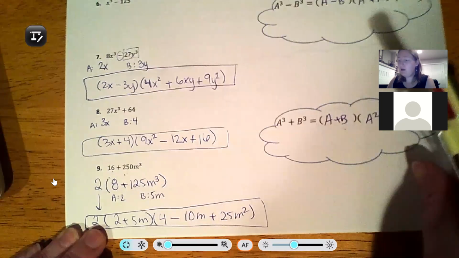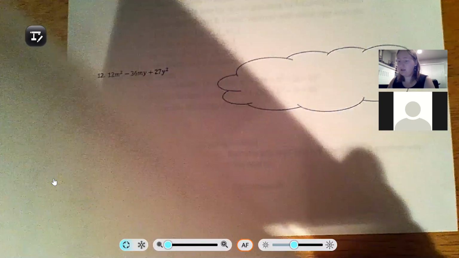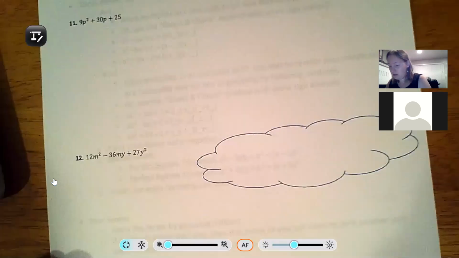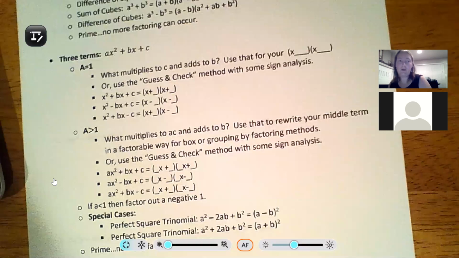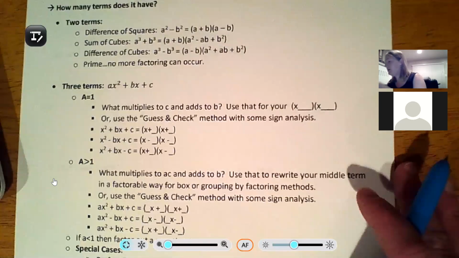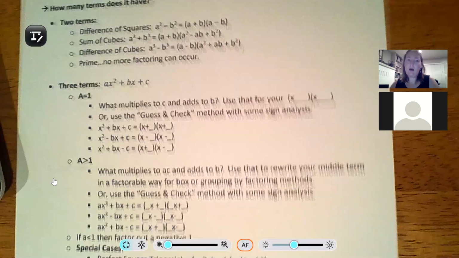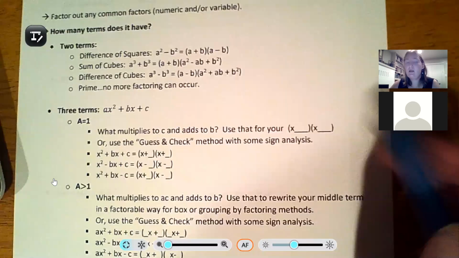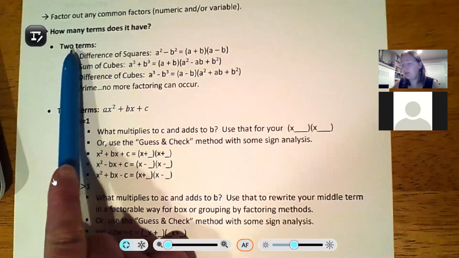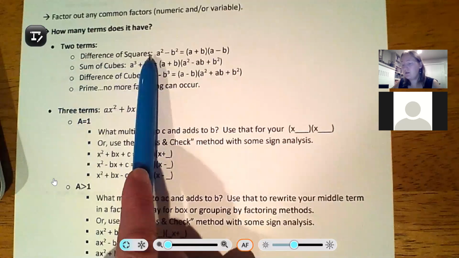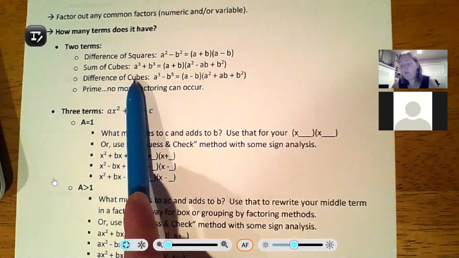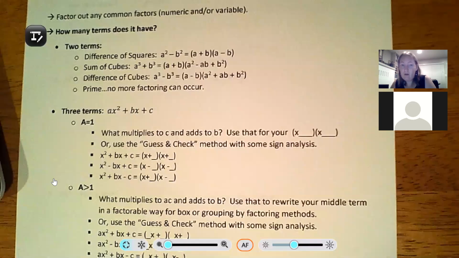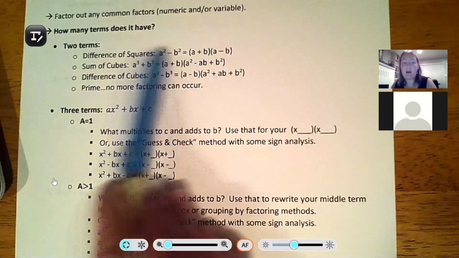So the last thing that I'm just going to project is a general review, and I'm happy to email you this as well. But basically, if you have 2 terms in your factoring, it's either a difference of squares, a sum of cubes, or a difference of cubes, or it can't be factored. And I put down the rules for how to factor those right there.